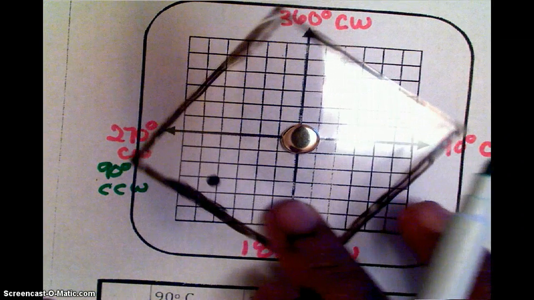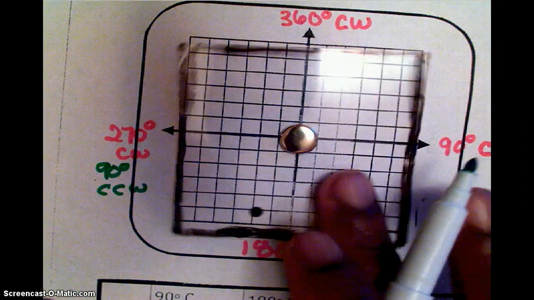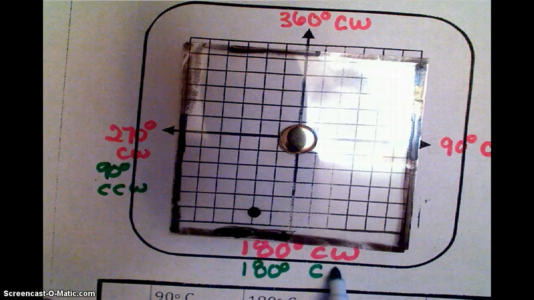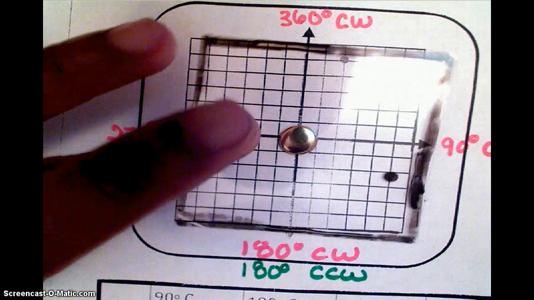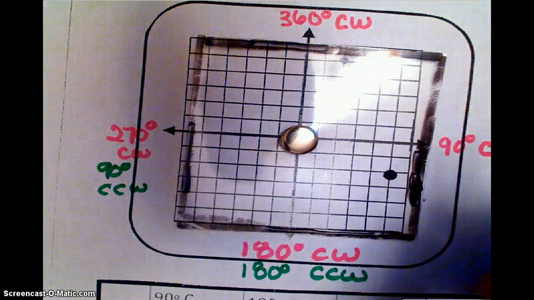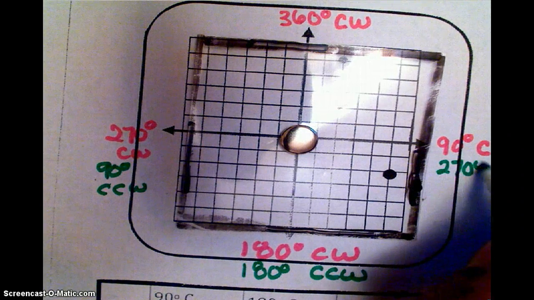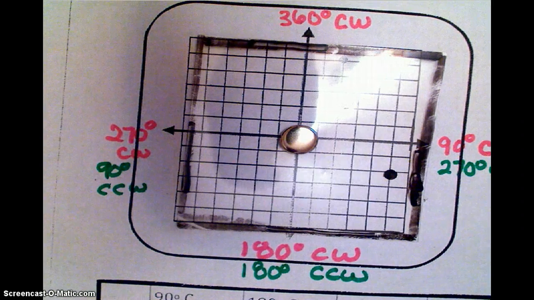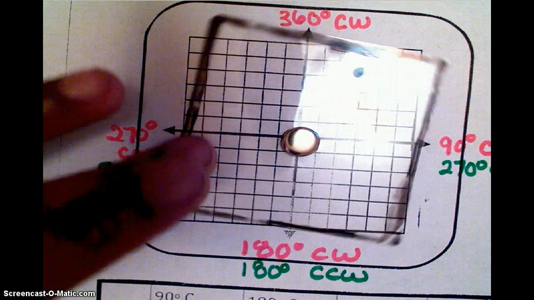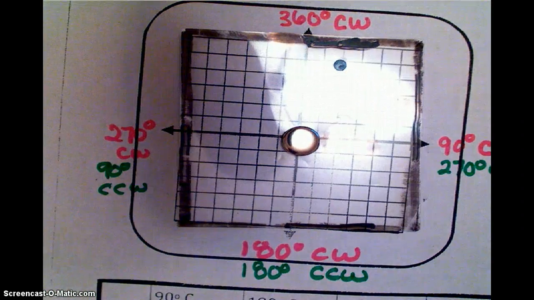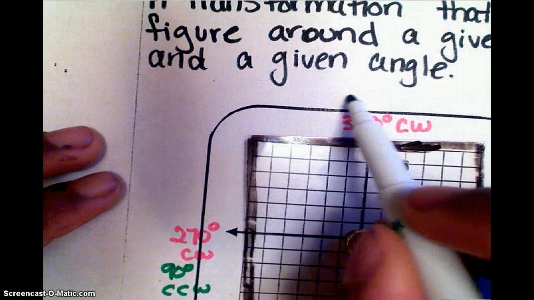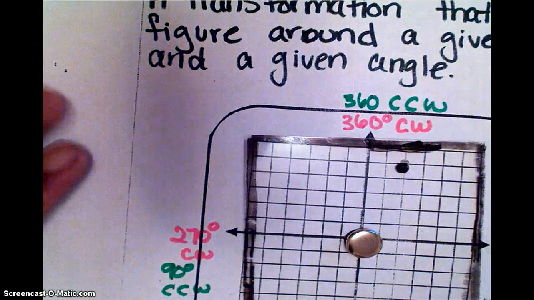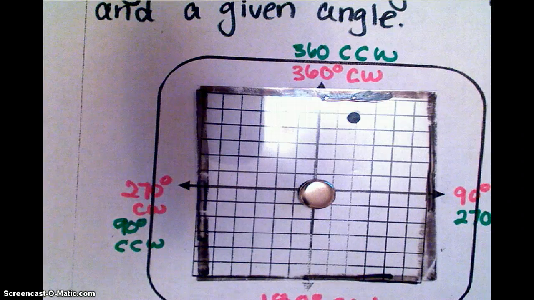If I go another 90 degrees counterclockwise, well, that's exactly the same as 180 degrees clockwise. If I go another 90 degrees counterclockwise, that's going to be 270 degrees, and that's going to be the same as going 90 degrees clockwise. And then I go one more, 360 degrees counterclockwise is the same as doing 360 degrees clockwise. Okay? All right.